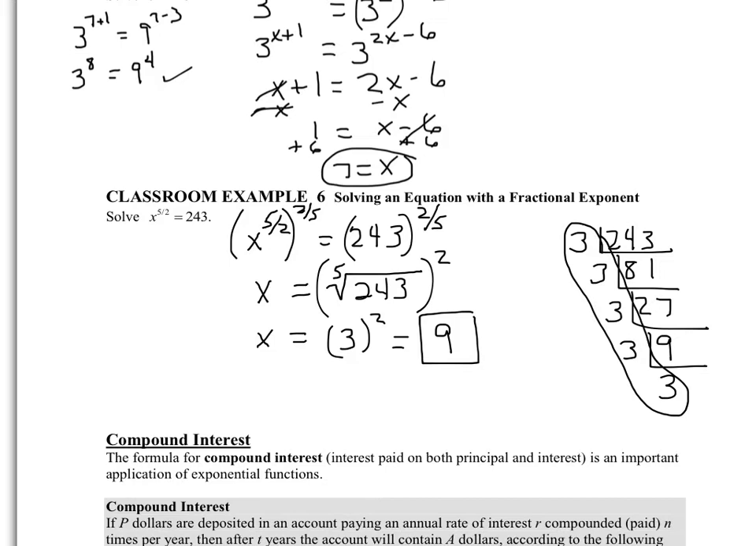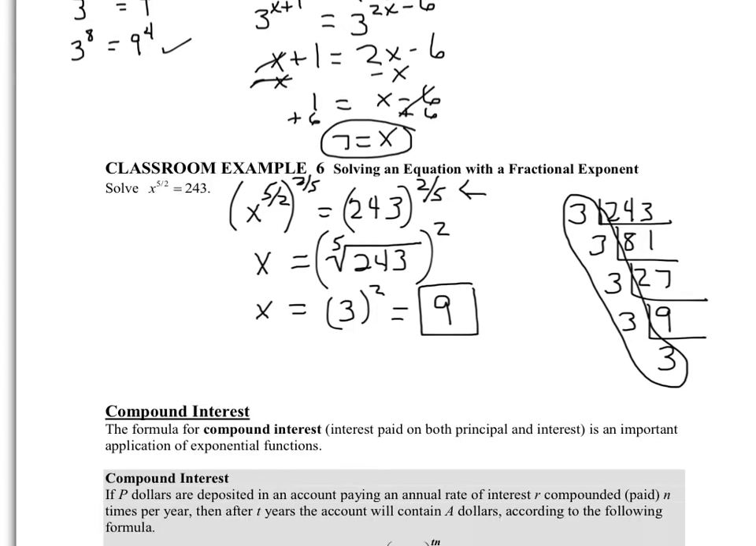Now, to make sure that's right, if you take 9 and you raise it to the 5/2 power in your calculator, don't forget to put parentheses around your exponent if you're doing that, since it's a fraction, you should get 243. On the other hand, if right here, if you wanted to take 243 and raise it to the 2/5 power in your calculator, it should have told you the answer is 9. So those are some options on solving this.